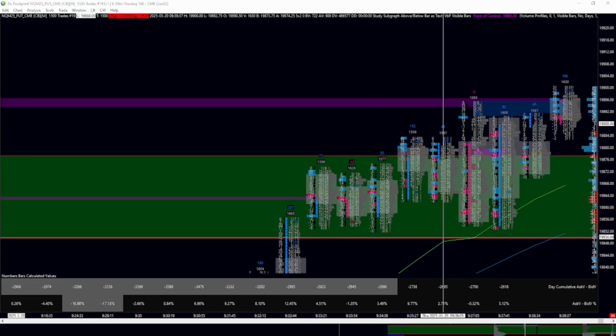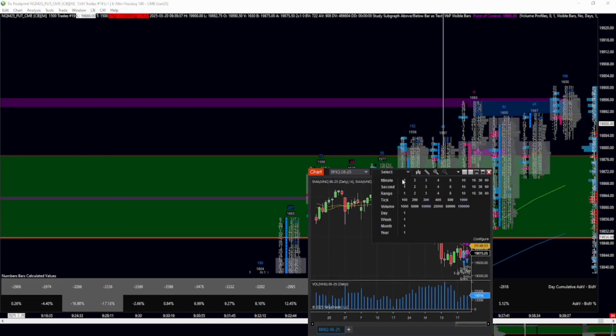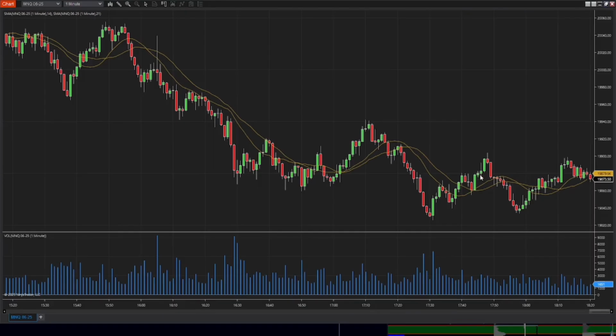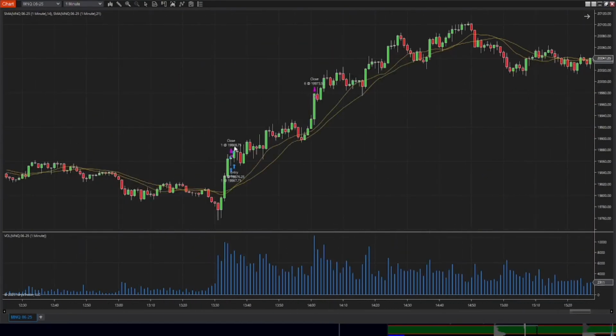I'll just show you my entry. Hold on a second. MNQ, 675, 1 minute chart. Alright, so here you can see my entry there. I entered at 869, closed at 973. So just over 100 points.